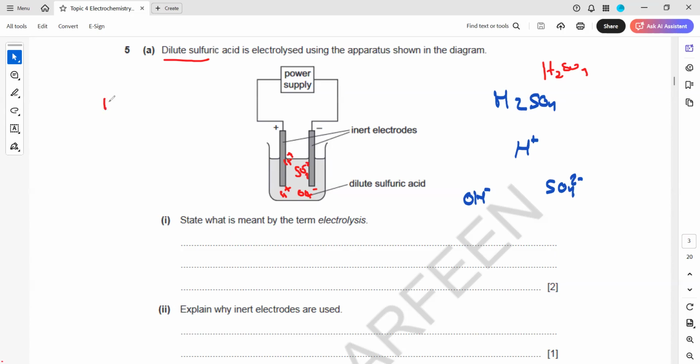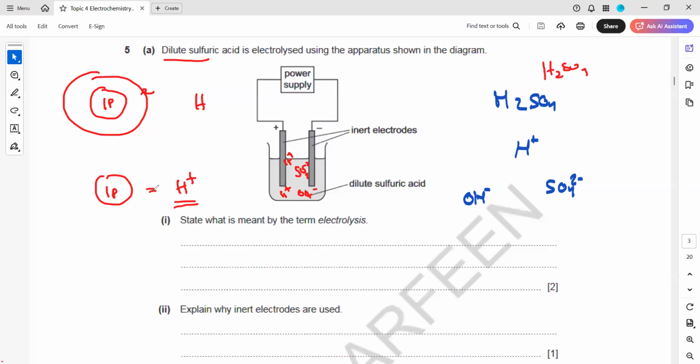Why? Because one hydrogen atom contains one proton and one electron. This is a hydrogen atom. But when this hydrogen atom loses its electron, we are left with only one proton. So another name for hydrogen ion is proton. You can say a proton, H plus ion, or hydrogen ion. But you cannot say hydrogen only. You have to say it's an ion.